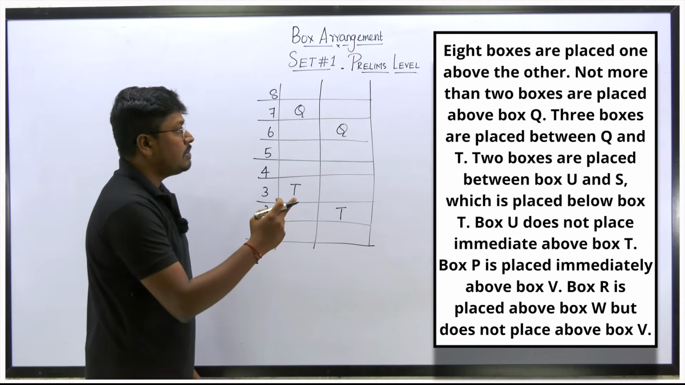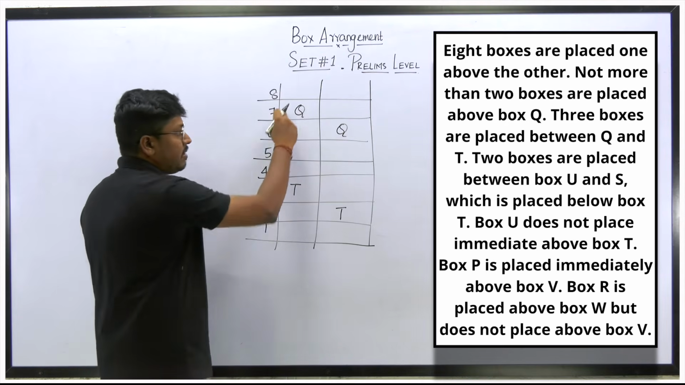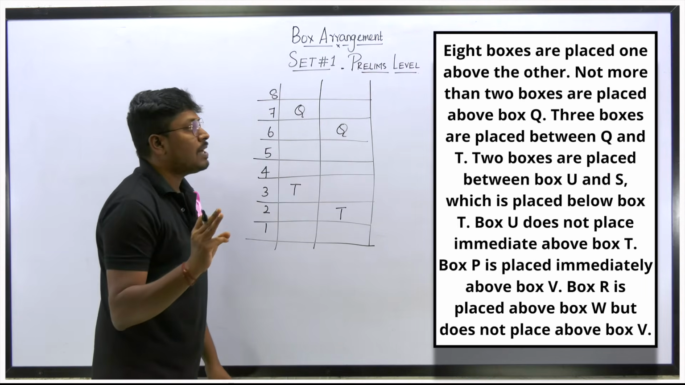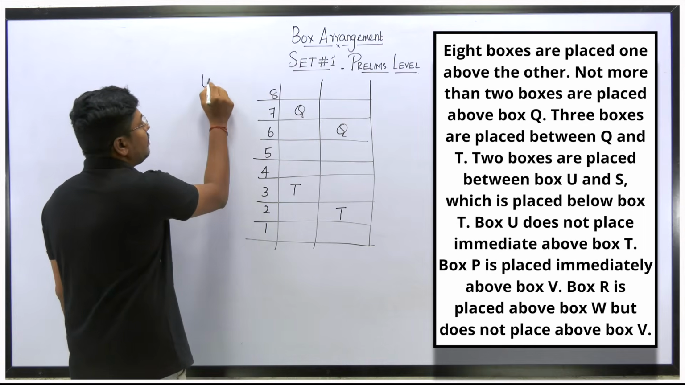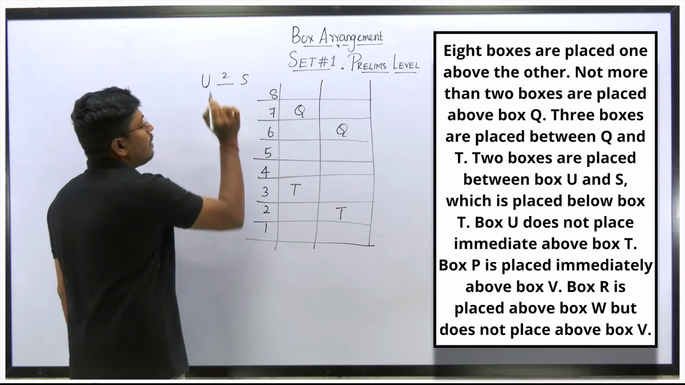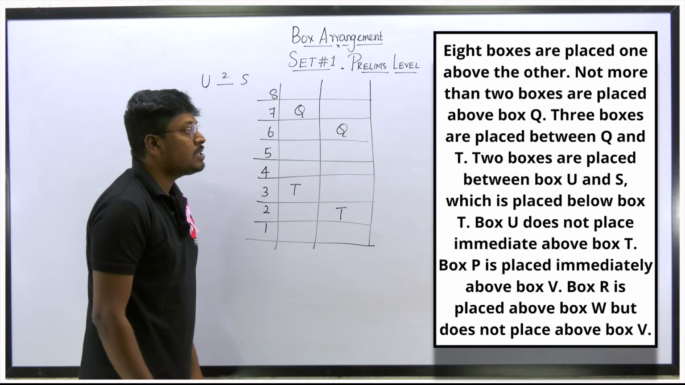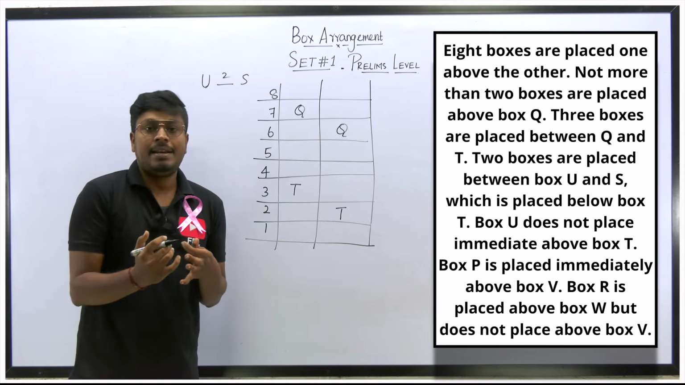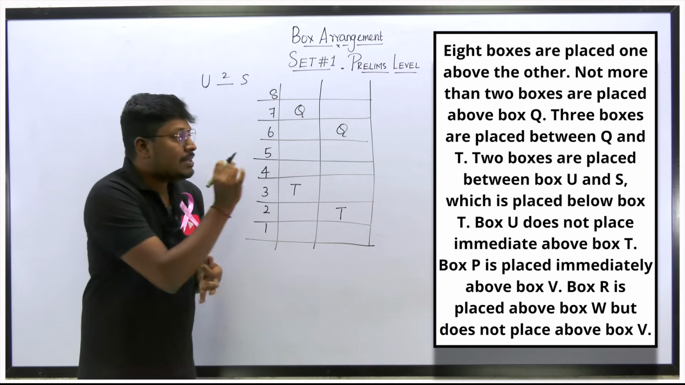Sorry, I think I have missed something. No, 3 boxes are placed between Q and T. So 2 boxes are placed between U and S, so between U and S there is a gap of 2 boxes. Which is placed below T. The meaning here is which is placed below T. Just see the word carefully.